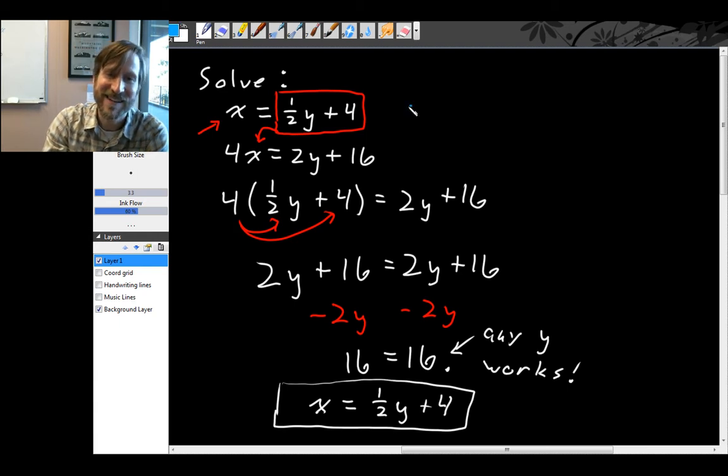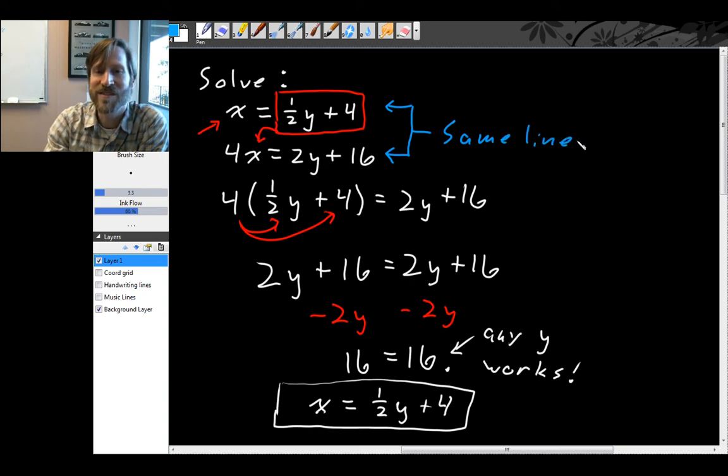In fact, you remember that a solution to a system of equations is the intersection point of the two lines. Well, these two equations, each of them is a line, they're actually the same line. So that's why this system of equations is giving us infinitely many solutions.